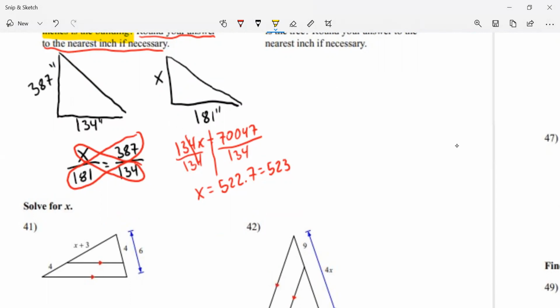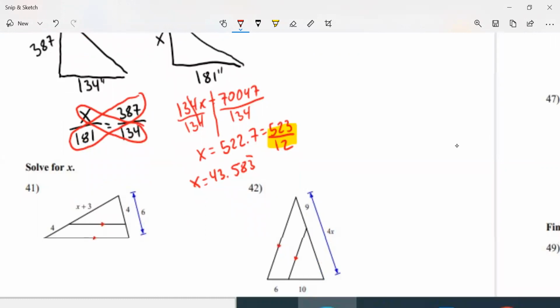So I'm just gonna go 523 divided by 12. The reason why I'm dividing by 12 is because there's 12 inches in the foot. So right now I get 43 point and then there's a decimal. For the moment I know part of my answer. I know 43 is part of my answer. 43 feet.